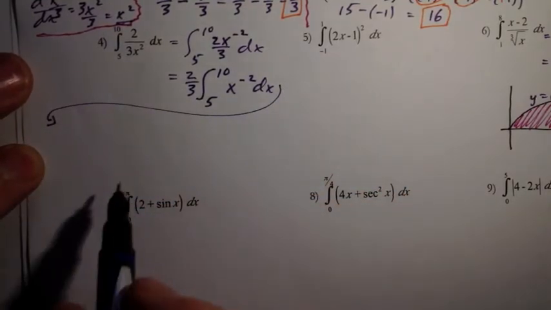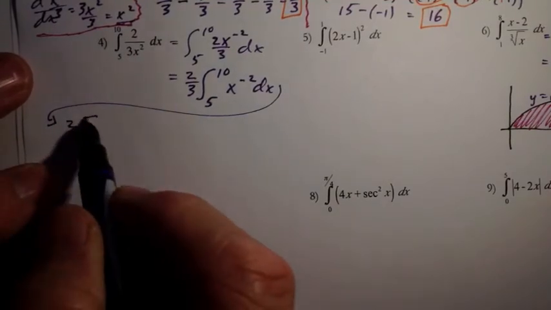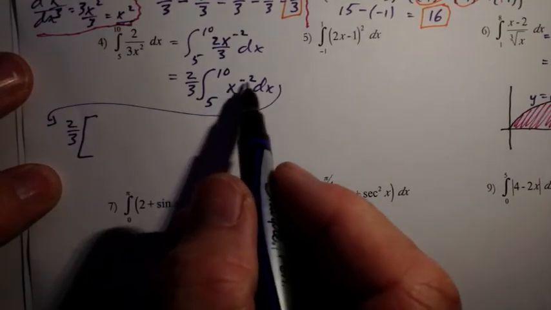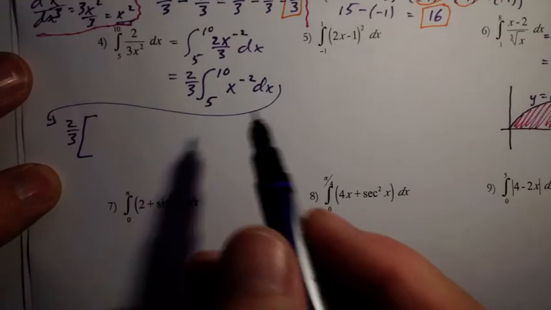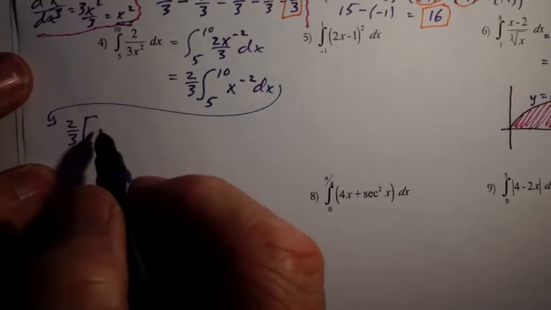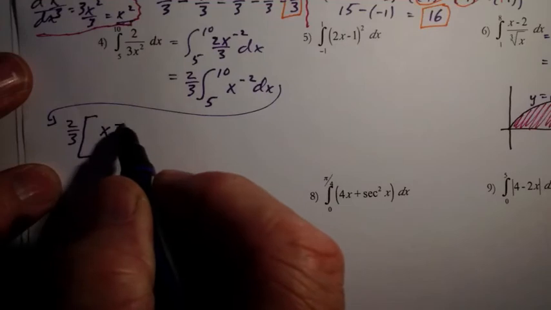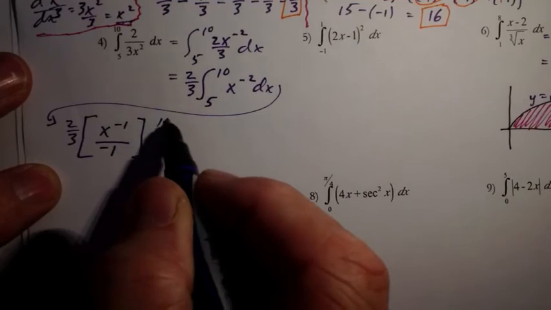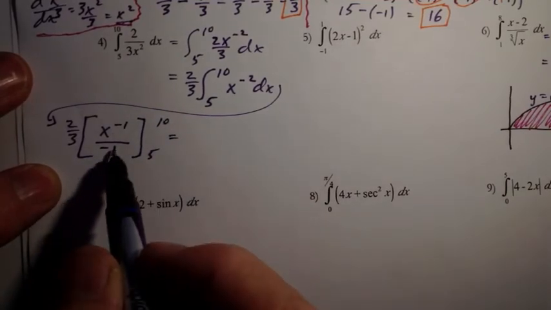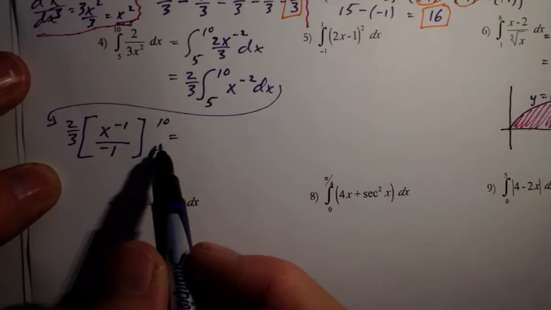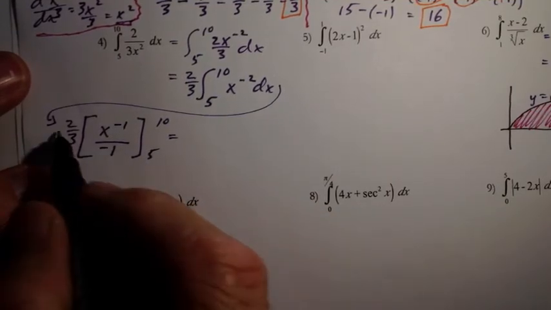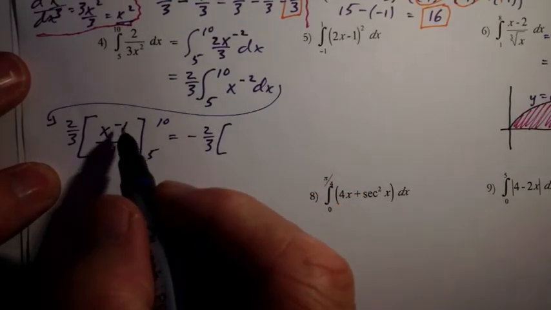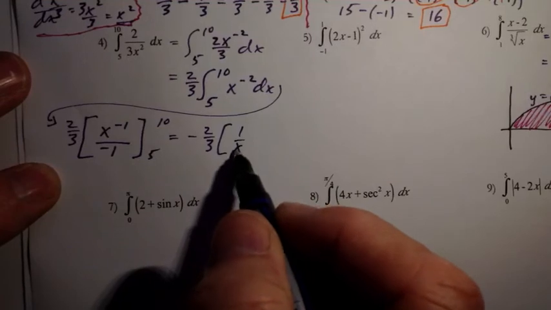So I'm going to leave the 2/3 out there, put brackets because we have a constant out in front. We use the reverse power rule, x to the negative 2 plus 1. Think through these. Negative 2 plus 1 is negative 1, and we're going to divide that by negative 1, evaluated from 5 to 10. But I don't like that negative 1 there, and I don't like my negative exponent when I'm going to start plugging values in. So I'm going to bring the negative 1 out, and I'm going to make that a negative 2/3. And then I'm going to rewrite x to the negative 1 as 1 over x.